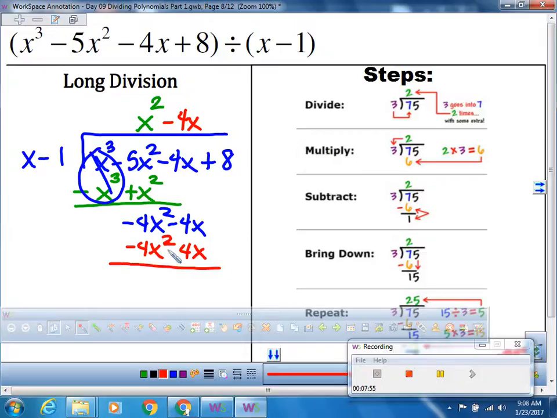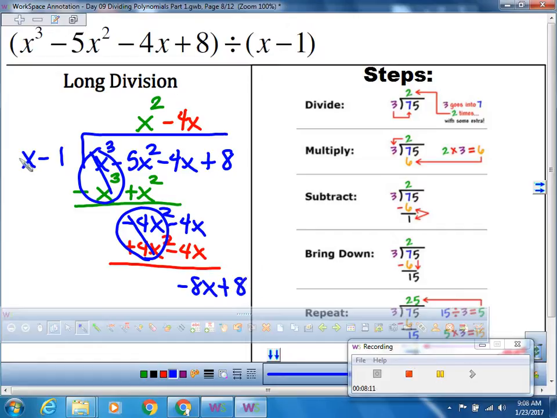Draw the line, change both of the signs. Negative 4x and negative 4x make negative 8x. These should cancel out if I did it correctly, and they do. Now I just need to bring down the 8.